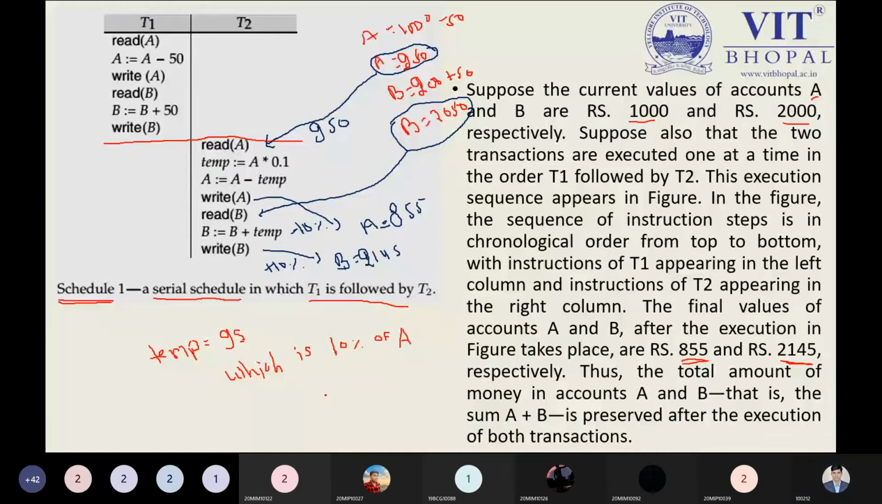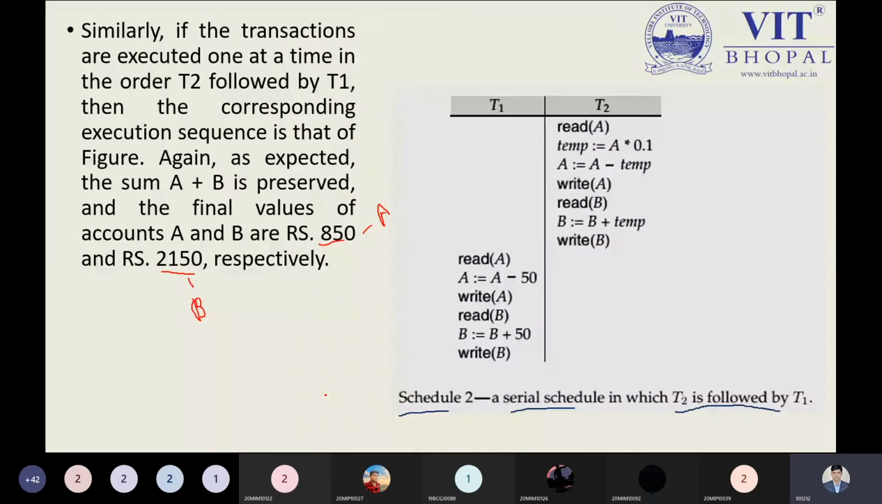For instance, in schedule 2, I'm altering the order. I'm executing transaction T2 first and then transaction T1. So what I'm getting is A's value 850 and B's value 2150, and previously A was 855 and B was 2145. The serial schedule is saying which order you are picking first. In serial order, you can take T1 first or T2 first. It's a choice, but the result will change.